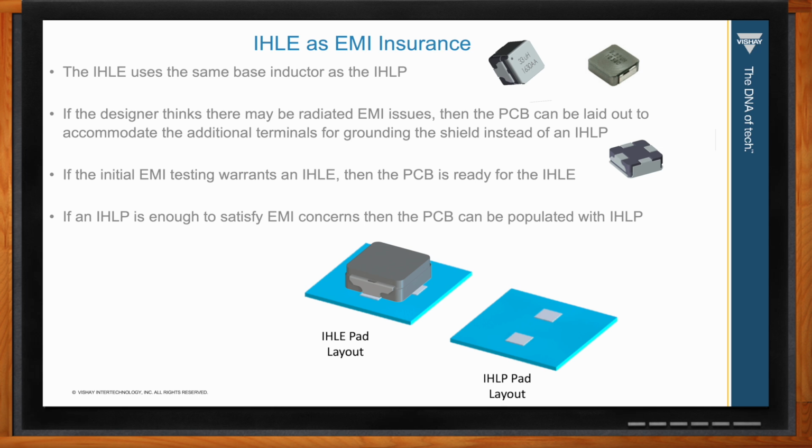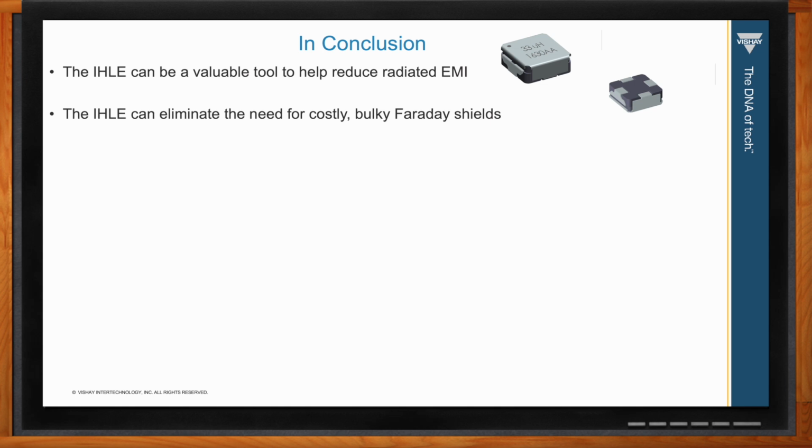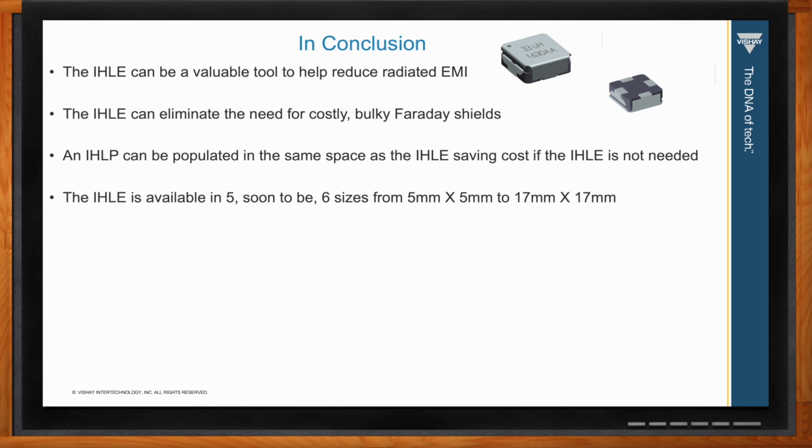I sure can. Yes, I went through a lot of interesting information on EMI. So, first of all, the IHLE can be a valuable tool to help reduce radiated EMI. The IHLE can eliminate the need for costly, bulky Faraday shields. An IHLP can be populated in the same space as the IHLE, saving cost, if the IHLE is not needed. The IHLE is currently available in 5 sizes, soon to be 6, and they'll range from 5 millimeters by 5 millimeters to 17 millimeters by 17 millimeters.